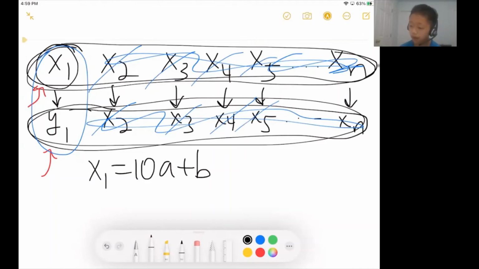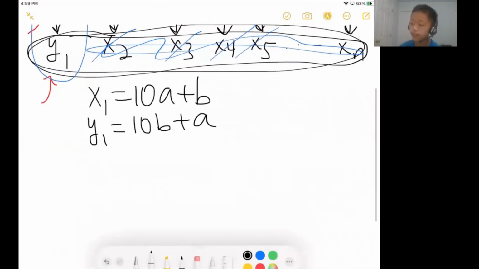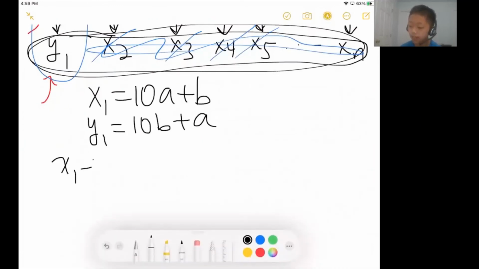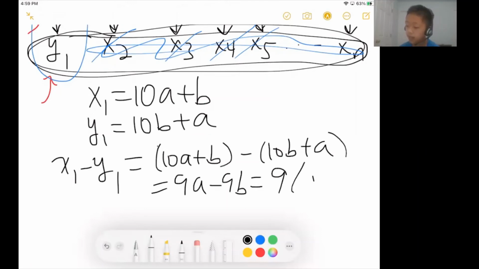Then Y1, if she reversed the tens and units digits, means that A becomes the units digit and B becomes the tens digit. So Y1 would be 10B plus A. If we take the difference, X1 minus Y1, then we have 10A plus B minus (10B plus A), and this equals 9A minus 9B. So this equals 9 times (A minus B).